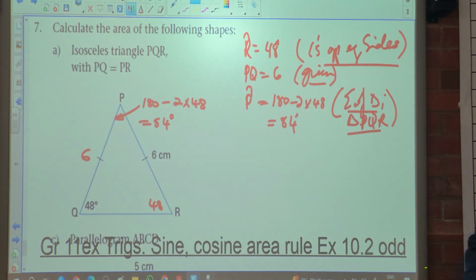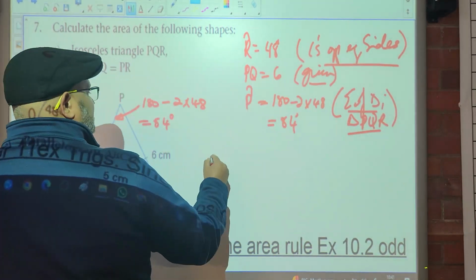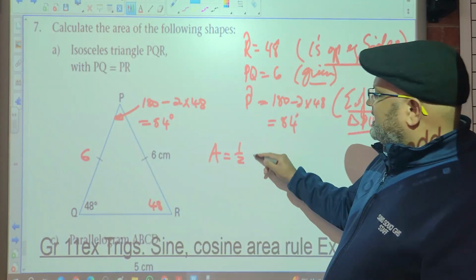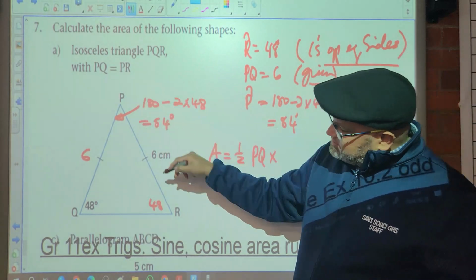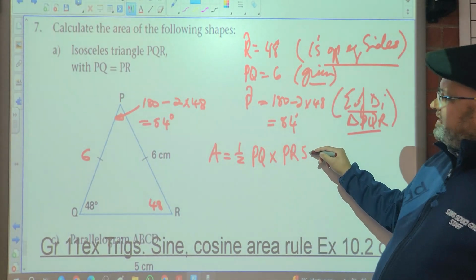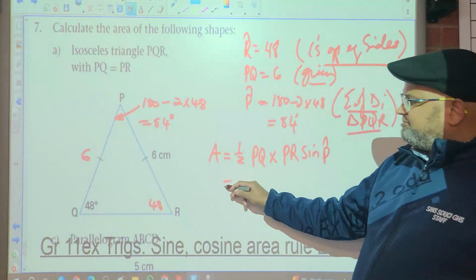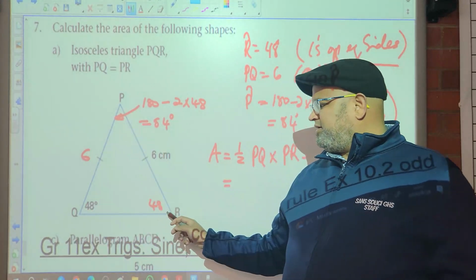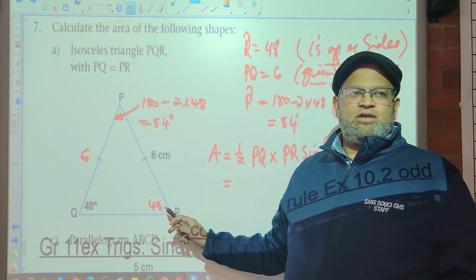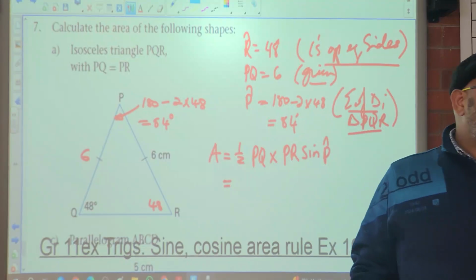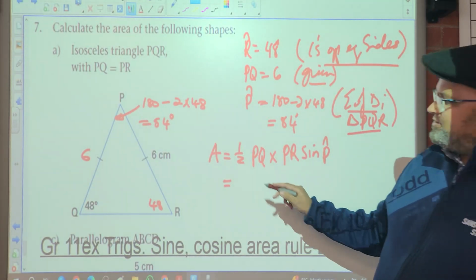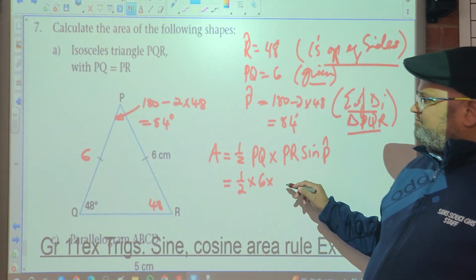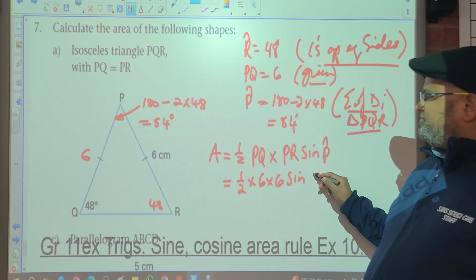Okay. So let's go. So the area, how do you calculate area? It's half PQ times PR sine of angle P. Can I just say angle P or must I say QPR? Just say angle P. There's no other angle at P. Okay, so it's going to be half PQ is 6 times PR is 6 sine of 84.